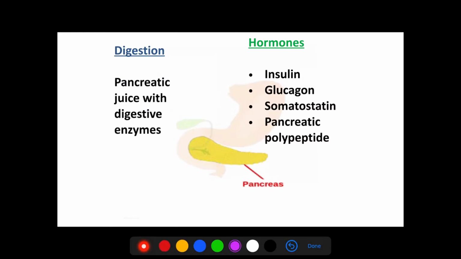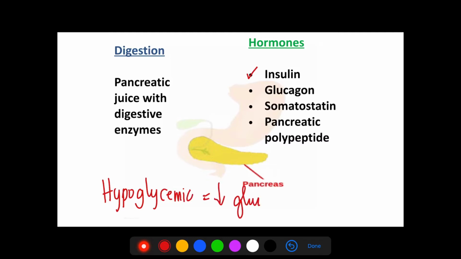So let's have the endocrine functions. So for the hormones, we have first the insulin. So remember, the insulin is a hypoglycemic hormone. So that means it lowers the blood glucose level. So this insulin decreases the blood glucose by increasing the cellular uptake of this glucose molecule. So that is the function of your insulin.